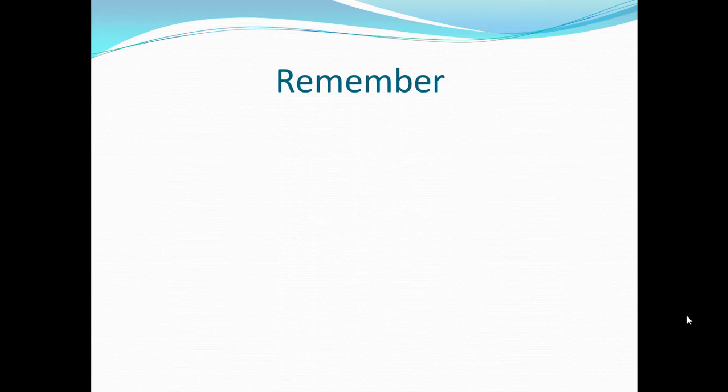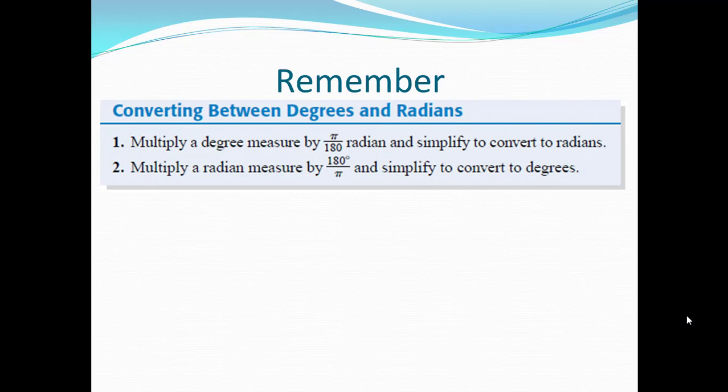For the second, you must remember a lot of important rules. The first one is converting between degrees and radians. To convert to radians, you multiply the degree measure by pi over 180. And if I want to convert into degrees, I take the radian measure multiplied by 180 over pi.